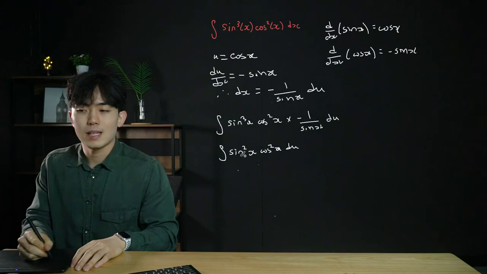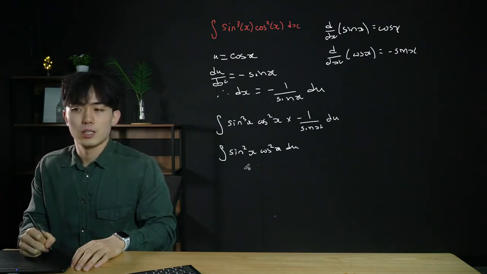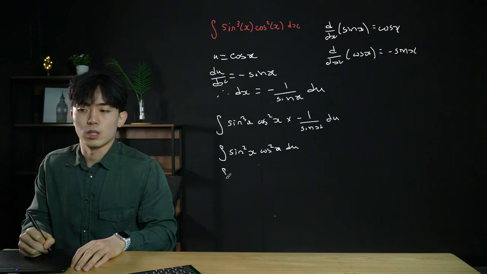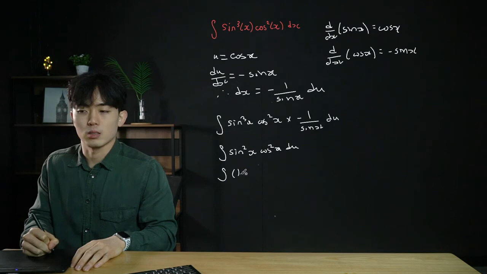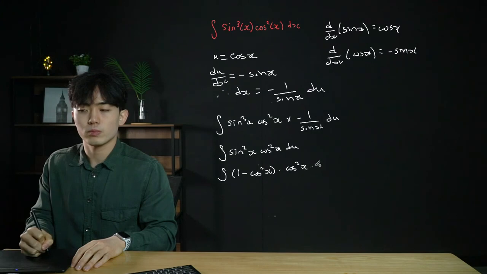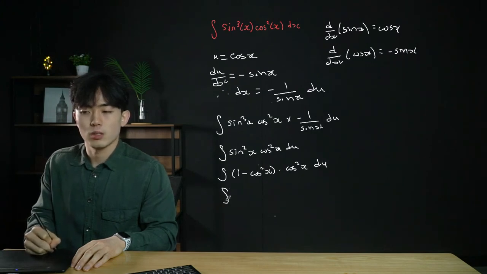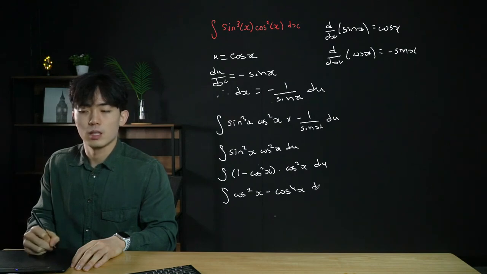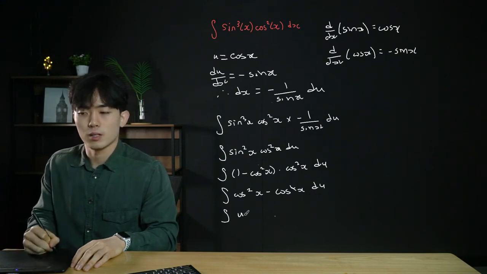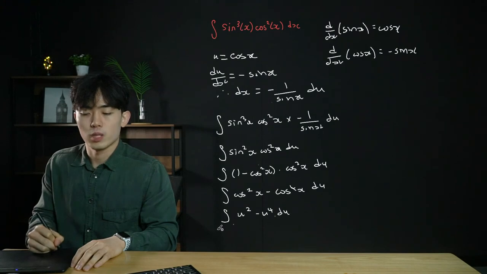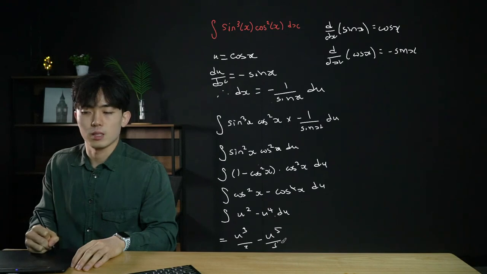We now go about replacing these terms. So cos squared x, that's just u squared, okay, as shown here. Sine squared I can replace as 1 minus cos squared as well, using the identity we should all know. So it's going to be equal to cos squared x minus cos to the power of 4x du. We can now replace it in terms of u, okay? So we get u squared minus u to the power of 4 du, which will give us u cubed over 3 minus u to the power of 5 over 5 plus c.